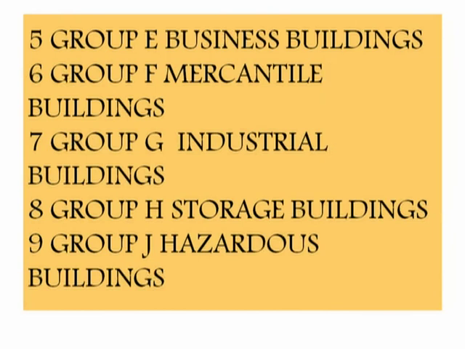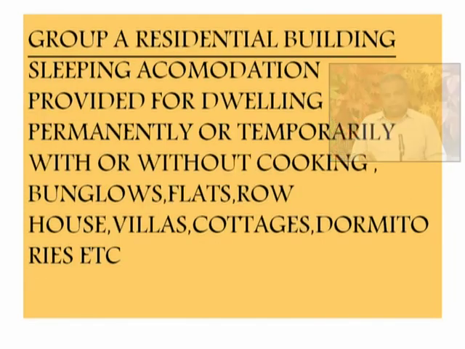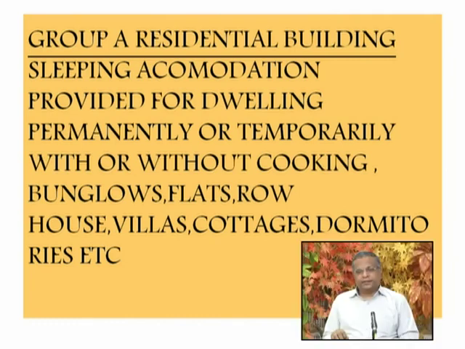So depending on the different objectives or the purpose of the construction of the building, they are classified right from the group A to the group J according to its use. That classification and their different classes, we will discuss one by one. First is the group A, that is the residential building. A residential building means that it is constructed for the purpose of residence.